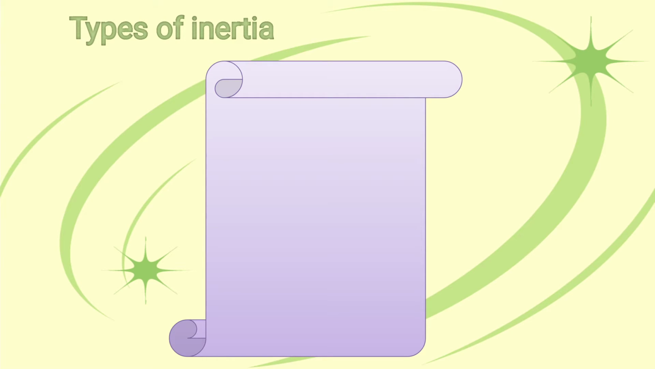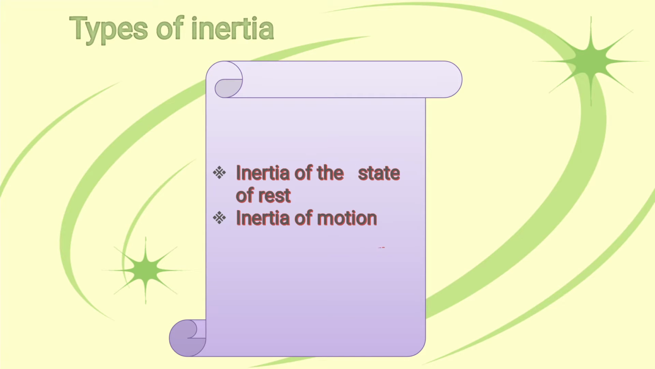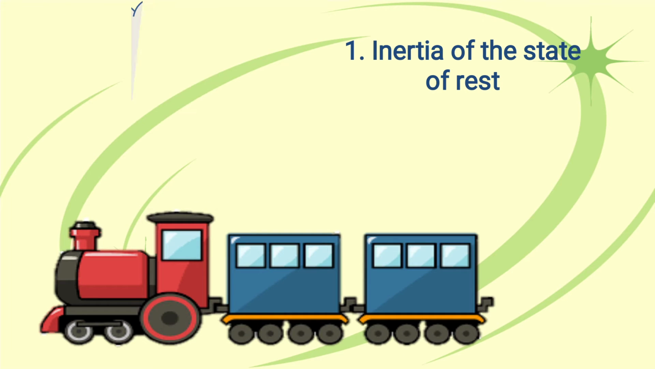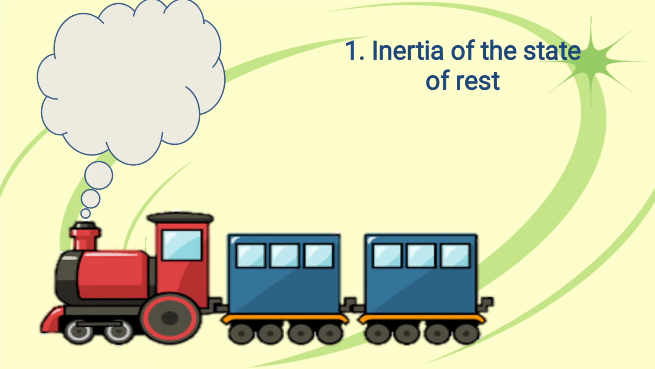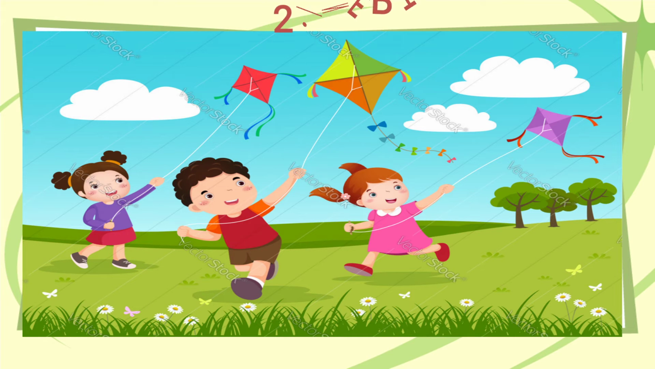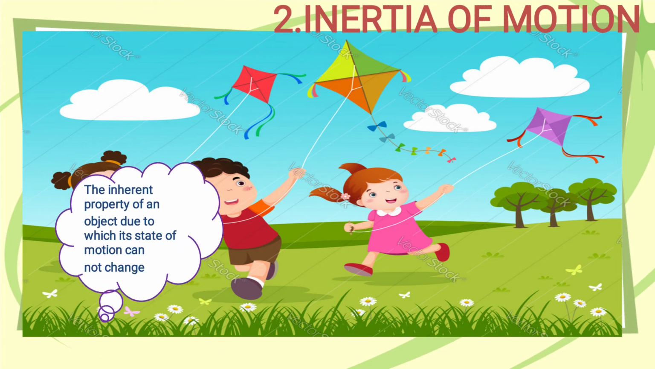Next we are going to see the types of inertia. There are three types of inertia. The first one, inertia of the state of rest, second type, inertia of motion, third type, directional inertia. Let's see them one by one. First one, inertia of the state of rest. The definition is, an object in the state of rest cannot change its state of rest due to its inherent property.